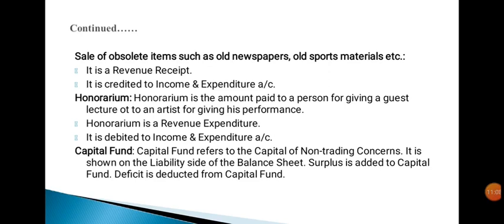The next one is sale of obsolete items such as old newspapers, old sports materials, magazines and so on. So this sale of newspaper and old sports materials will happen regularly in a non-trading concern. So it is a revenue receipt and it is credited to income and expenditure account.